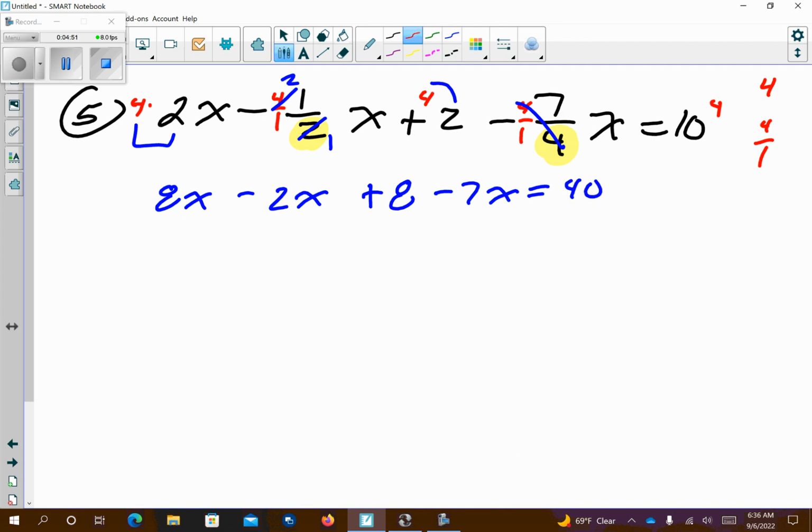We have some like terms. These are all like terms. So 8x minus 2x gives me 6x. 6x minus 7x is negative x. Plus 8 is equal to 40.